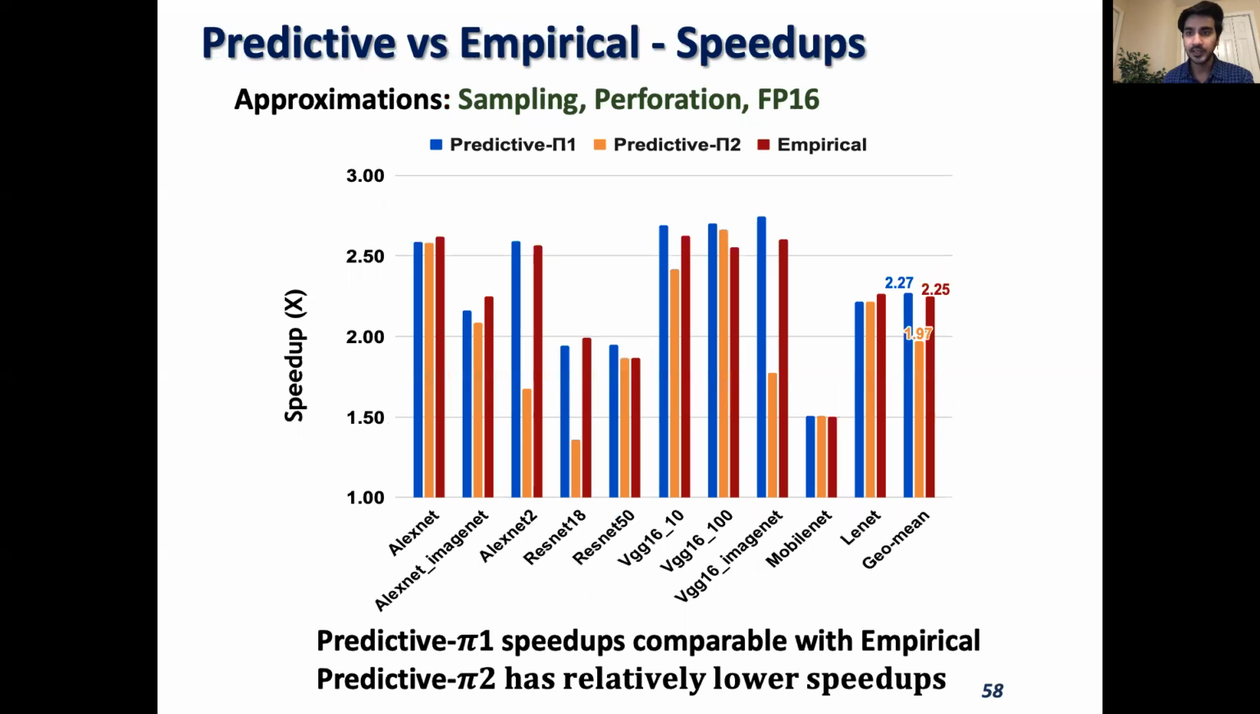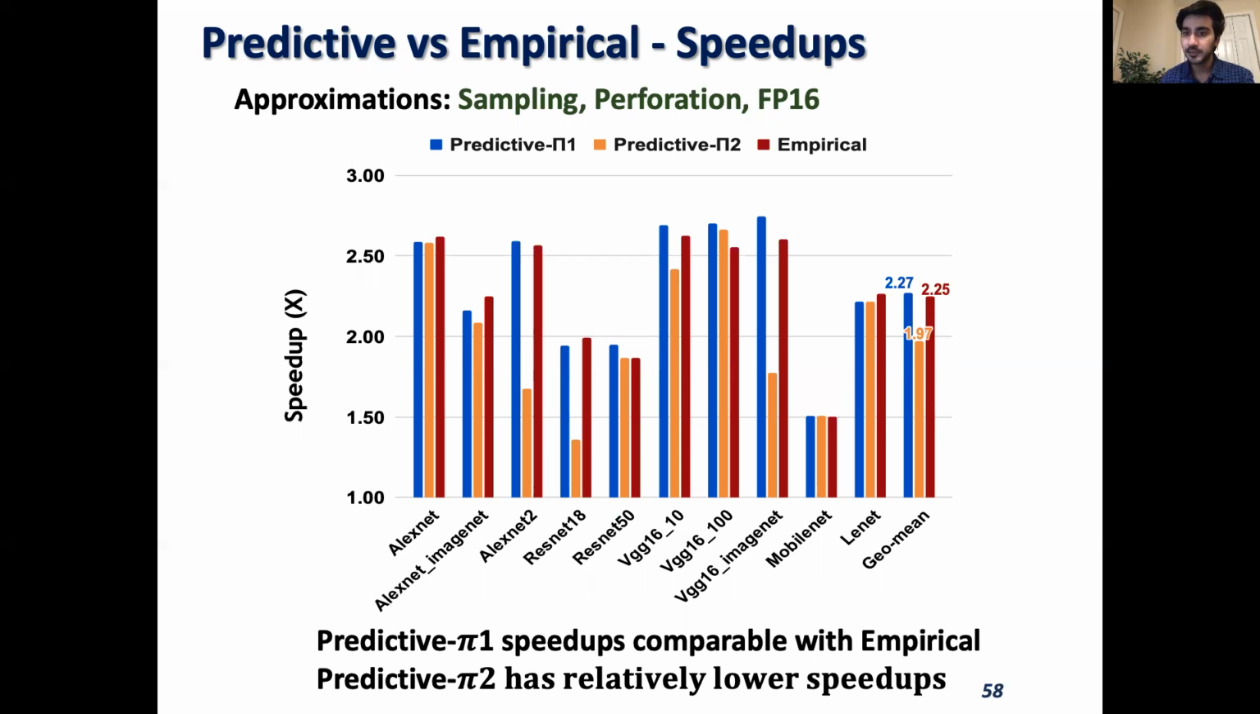We also evaluate if our predictive tuning strategy is comparable to empirical tuning in terms of achieving equivalent speedups. We also compare the two different predictive models. Predictive model 1 provides very comparable speedups to empirical tuning. Predictive model 2 provides relatively lower speedups, 1.97 compared to 2.27 provided by predictive model 1.